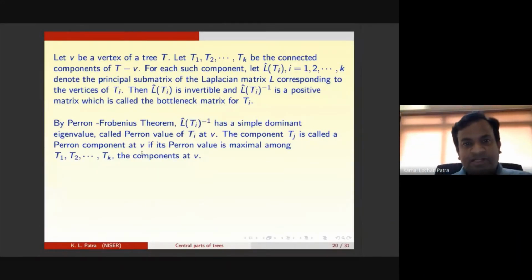So for every vertex there are some components, and there is at least one Perron component associated with every vertex. There may be more than one Perron component there.